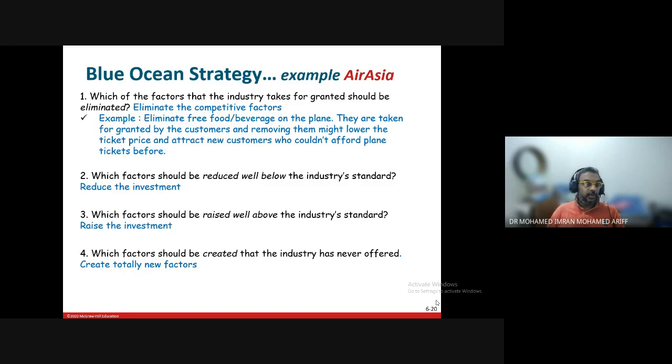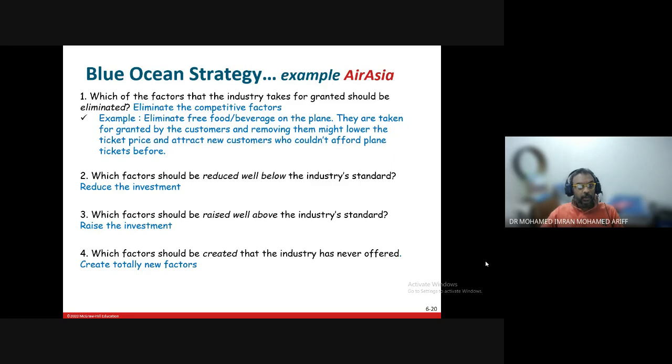I think everyone agrees with me. Kalau naik AirAsia, dia tak ada makanan, so you have to pay. Alright? Kalau you naik MAS, dia ada makanan kat situ. So by eliminating the free food in AirAsia flights, the cost became cheaper. Okay? They eliminate that.